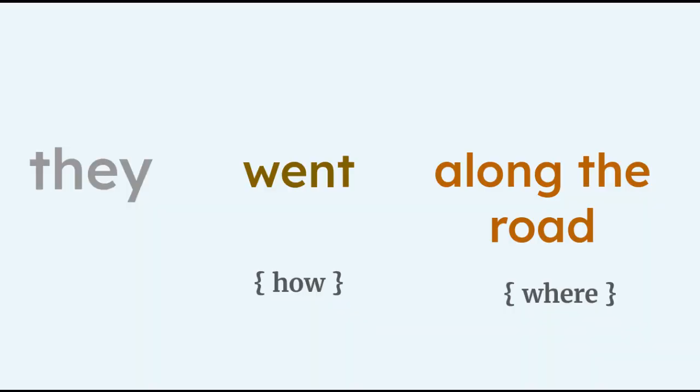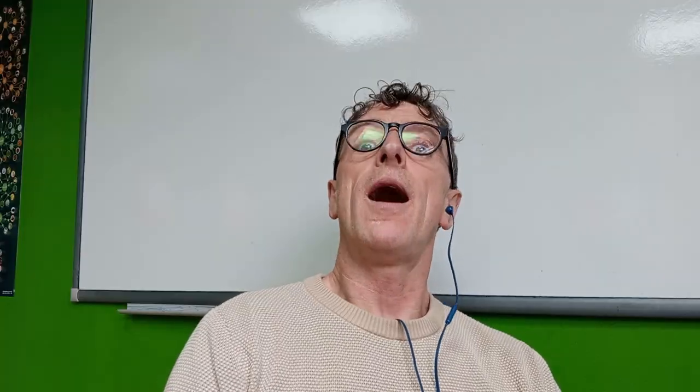Let's have a look at another example. They went along the road. We've got an expression, along the road, for where, and we've got the word went, again, for how. And again, it's not very interesting. Maybe we can substitute it with a bit more detail. So, maybe they cycled along the road, or they hiked along the road, or they drove along the road, or they ran along the road.